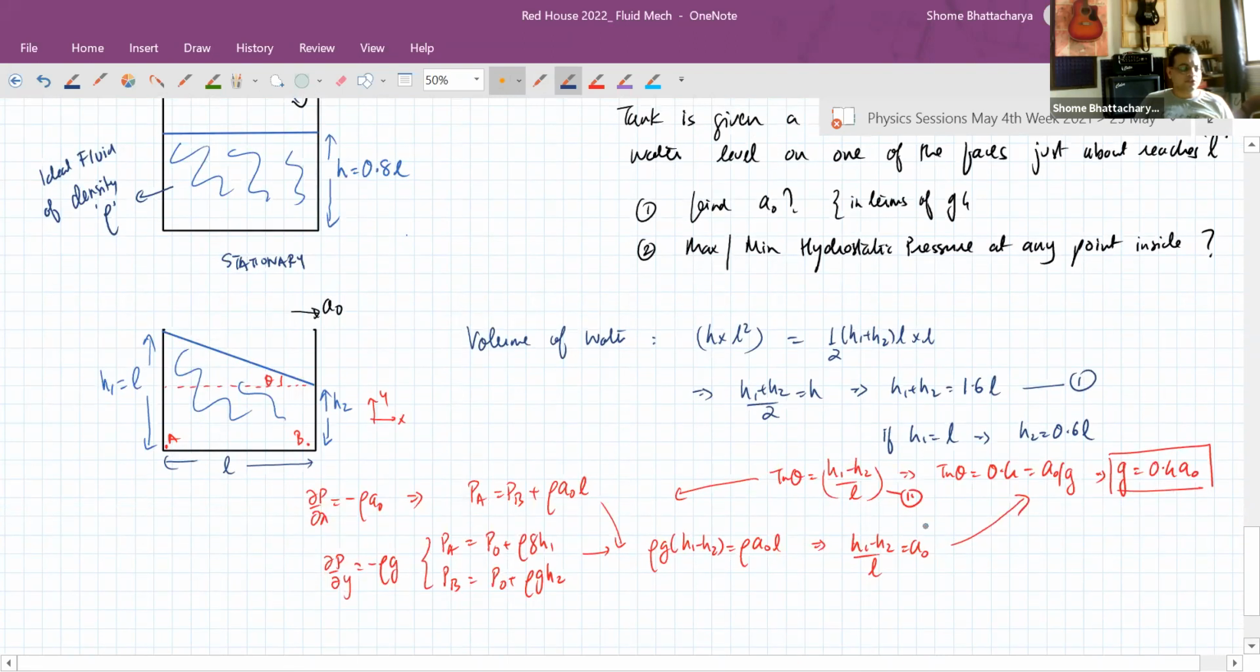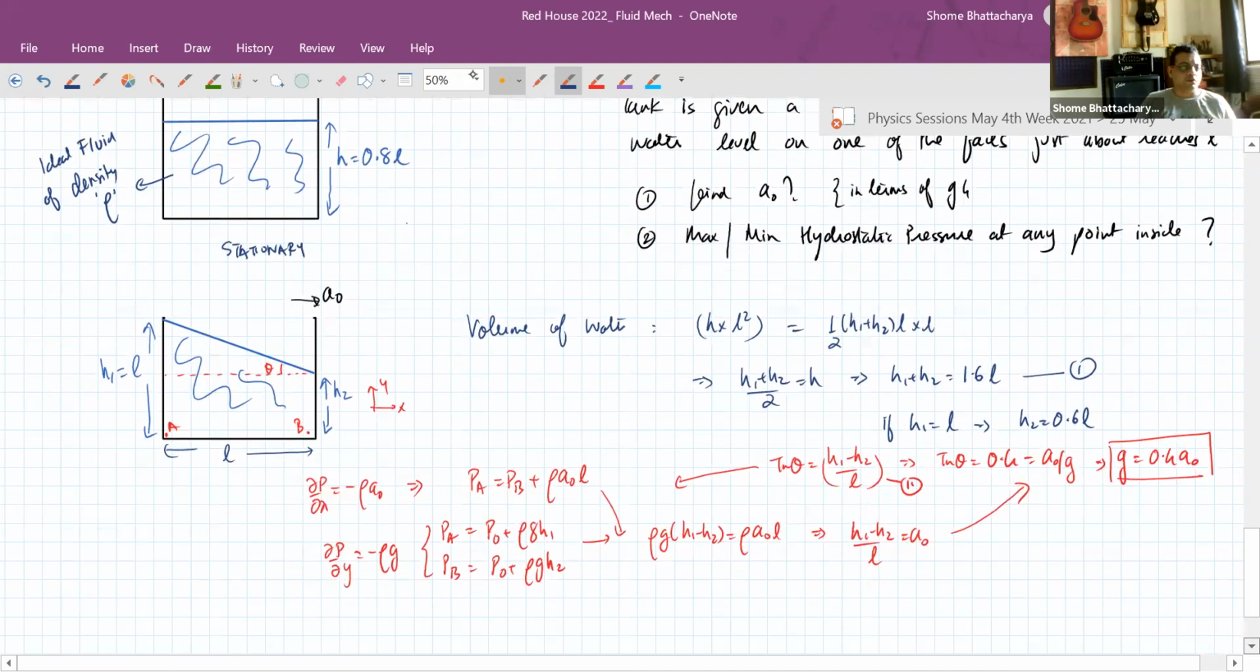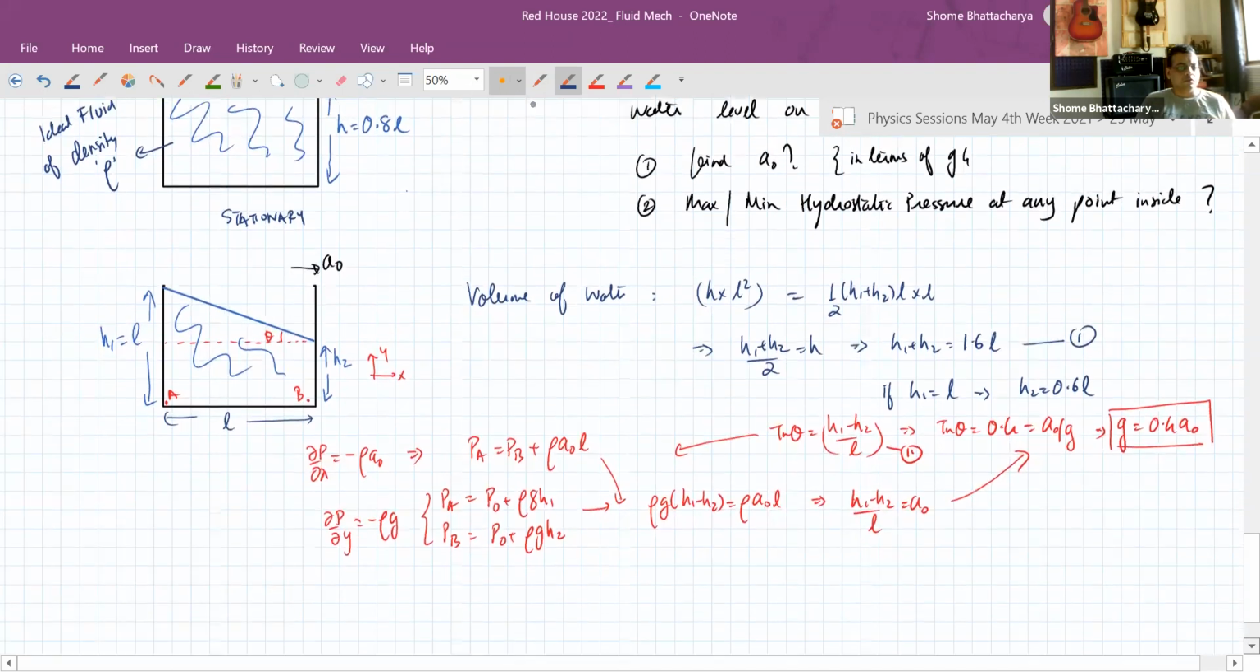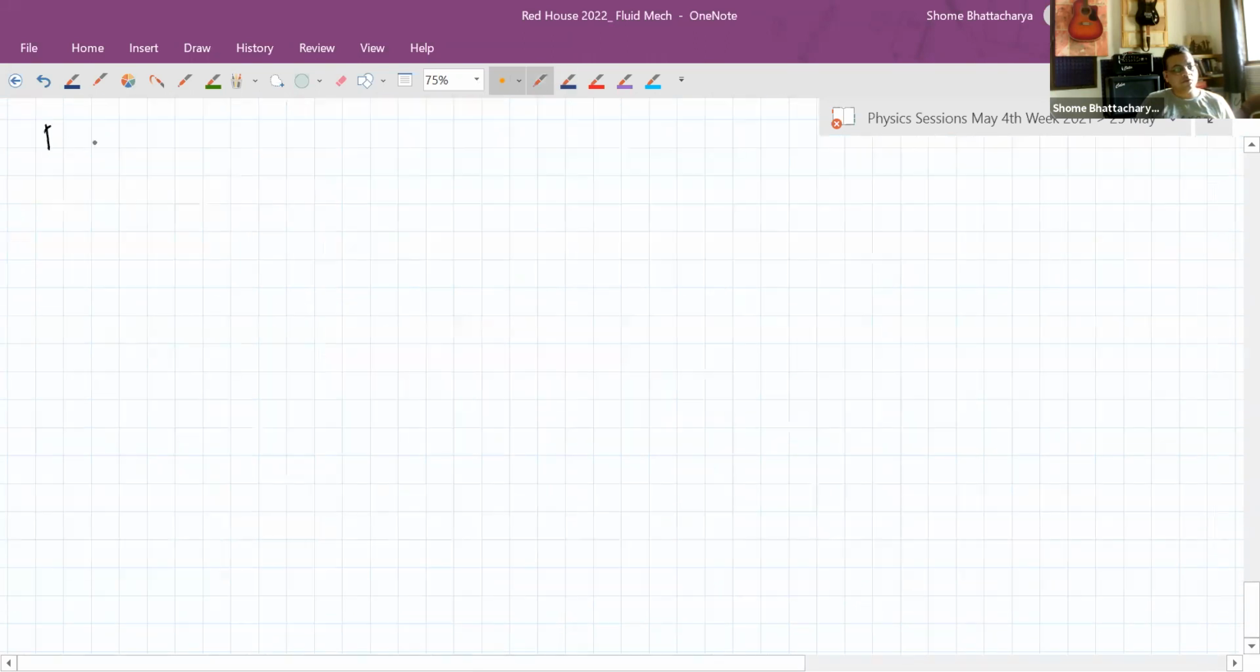Okay, so in this kind of a situation, remember, unless we are assuming that water has leaked out, we'll have to conserve the volume of water. Okay, now next, very interesting type of question.